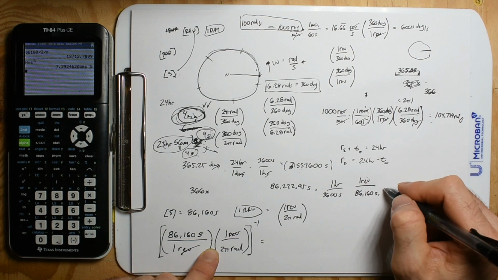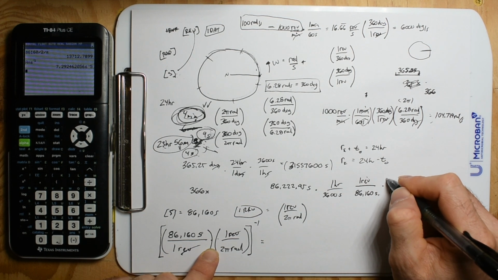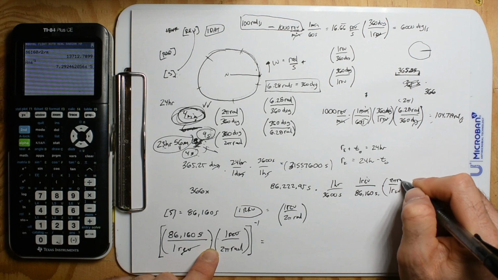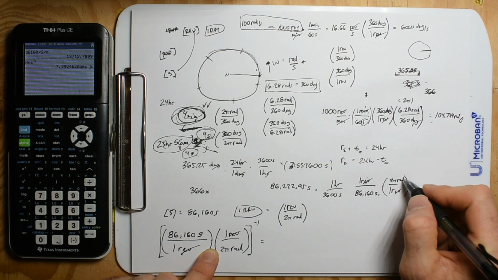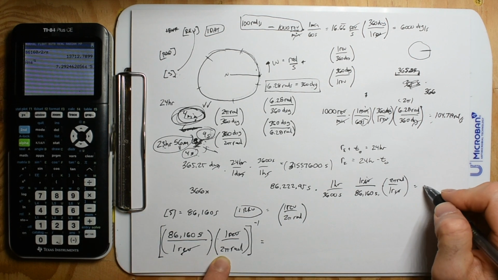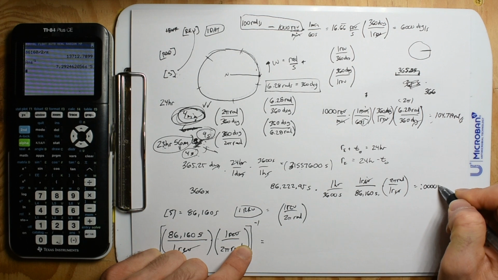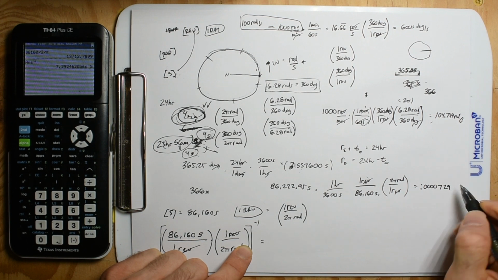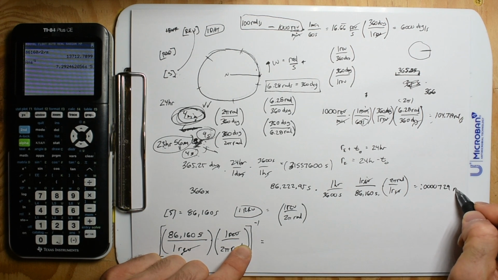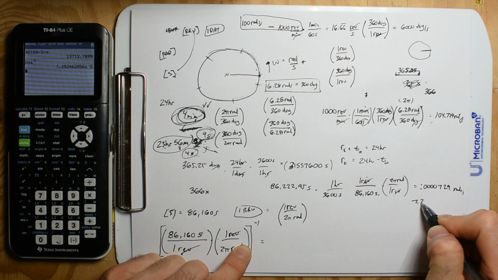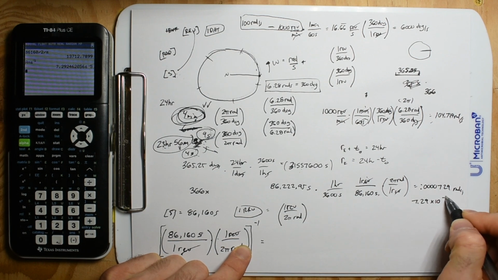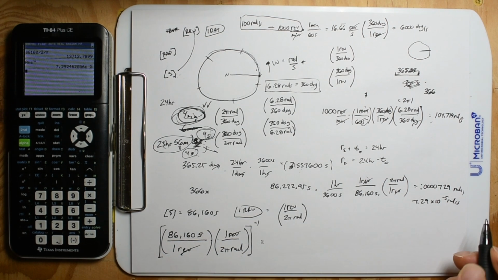So doing it like this makes sense. And then 1 revolution is 2 pi radians. Radians cancel, and we get revolutions per second. So this number is going to be 1, 2, 3, 4 zeros, and then 7, 2, 9. It's a sucky number, but this is how many radians per second. It's 7.29 times 10 to the negative 5 radians per second.